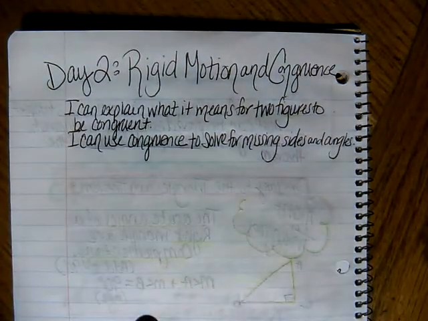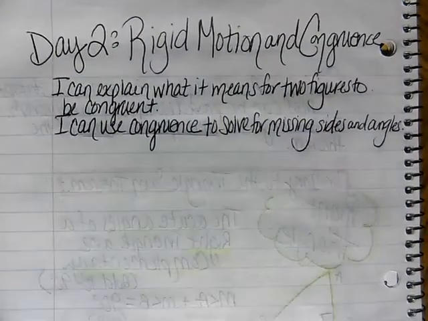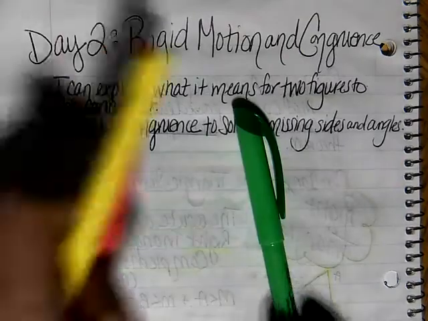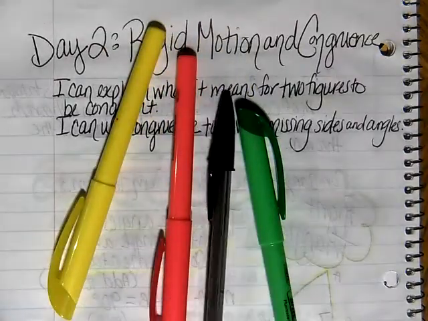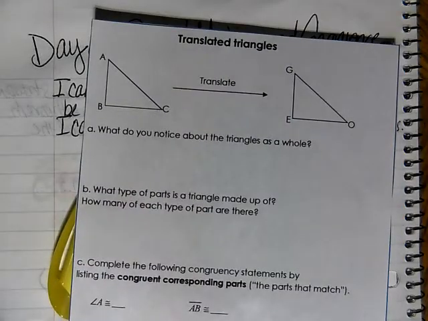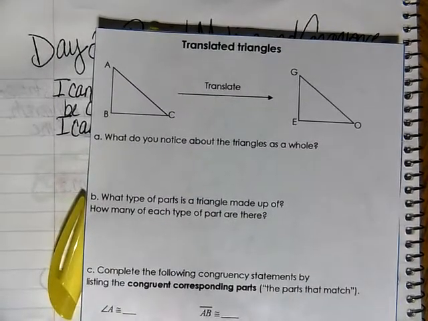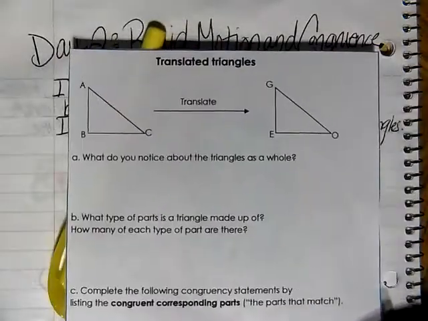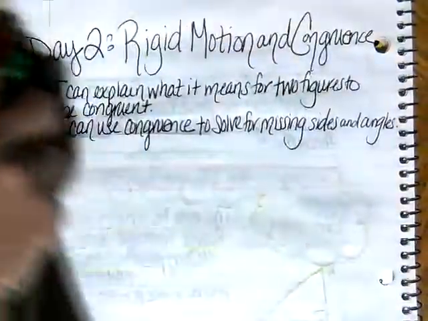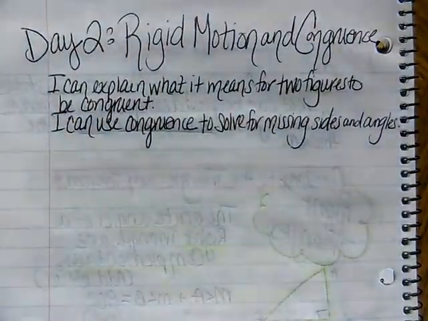So for today's lesson, you will need the following items. You will need some colors, you will need something to write with, you will need to have printed out the unit for day 2 interactive notebook cutouts. And fortunately for this lesson, there's only one cutout, and that is translated triangles. All right, let's go ahead and get started.